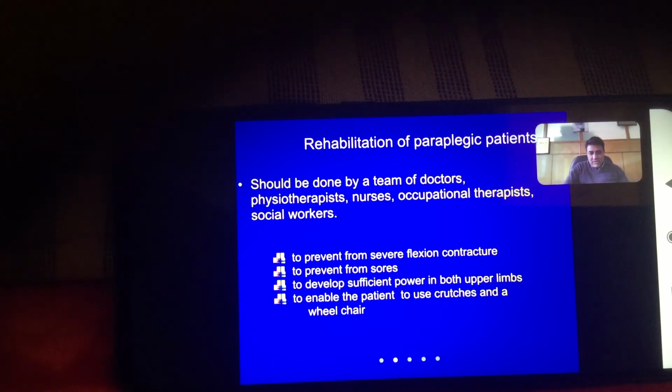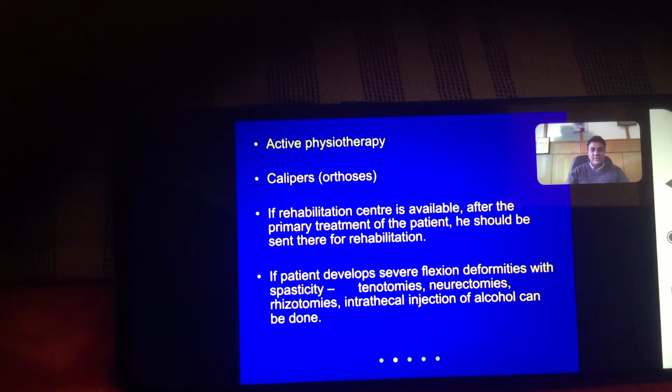In other developed countries, there are special cars for paraplegic patients and wheelchairs. This transportation of the patient from crutches or wheelchair to the car and to the scooty should be taught carefully. And when you go around in Kathmandu, sometimes you see a scooty with all the extra wheels and with a paraplegic patient driving it. So active physiotherapy is very much required. Calipers and braces are very much important to stabilize the lower limbs.